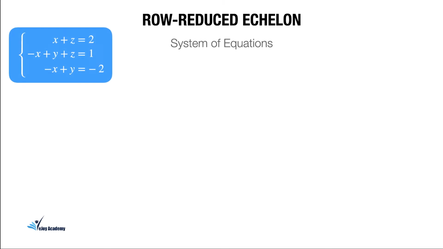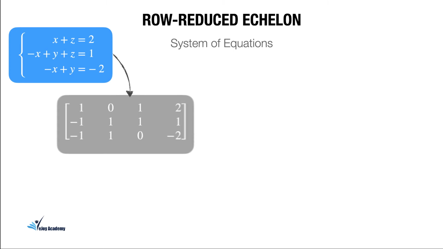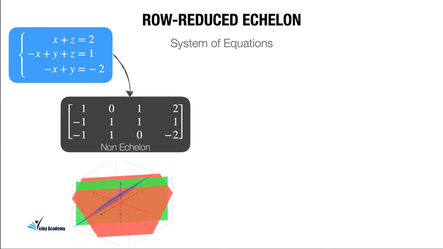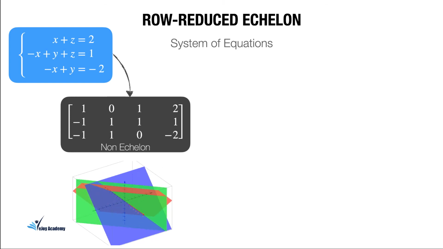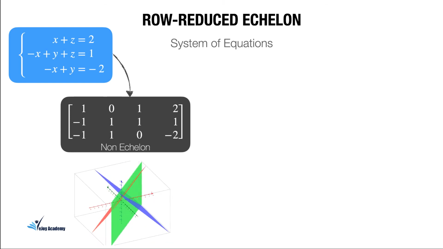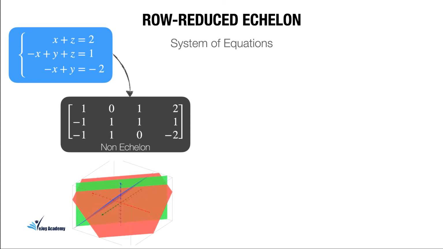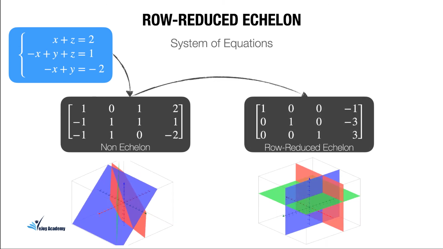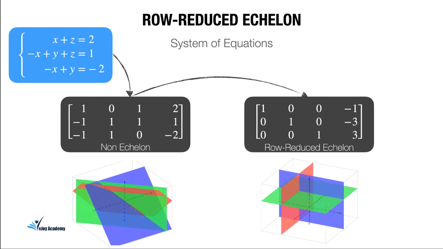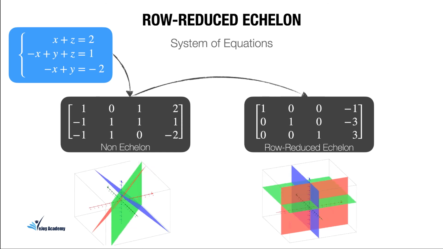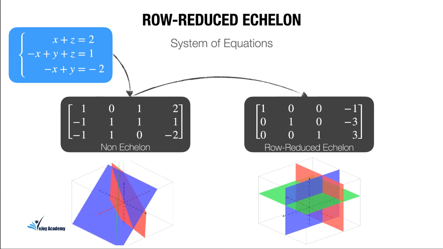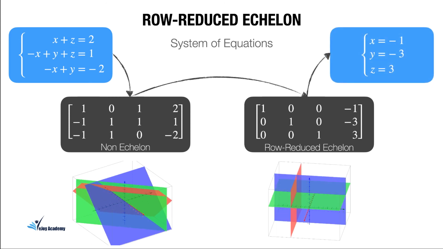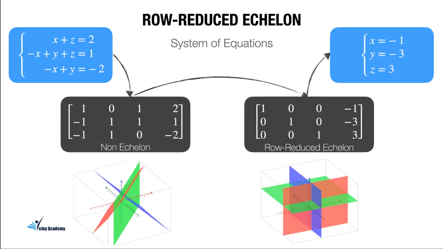Now that you know about echelon matrices, you can use the concept to solve system of equations using row reduction method. To show you an example, assume you have a system of 3 linear equations. This is the matrix form. Each linear equation in this example represents a plane in a 3D space. This matrix is a non-echelon matrix. If you transform it to a row-reduced echelon matrix, this transformation makes the planes more organized by orienting them in such a way that they would be perpendicular to the x, y, and z axis without changing their point of intersection, which is readily available from the row-reduced echelon matrix.